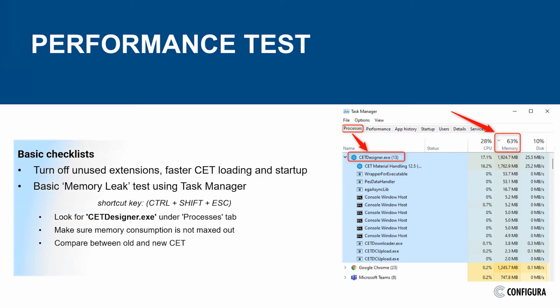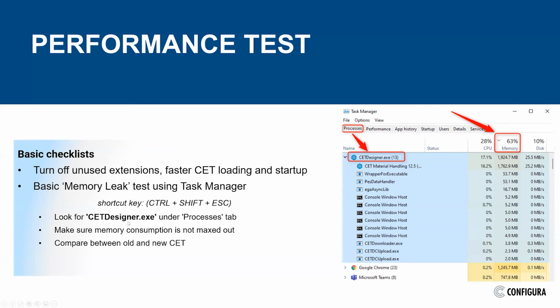After you have migrated to 13.0, you can also run a basic memory leak test by using Task Manager. To fire up Task Manager, you can use the shortcut key Control, Shift, and Escape. This is what you will see. All you have to do is be on the Processors tab, then keep an eye on the memory usage.